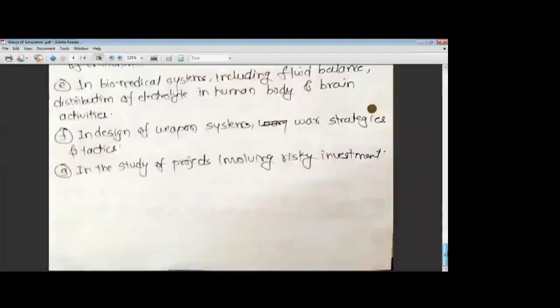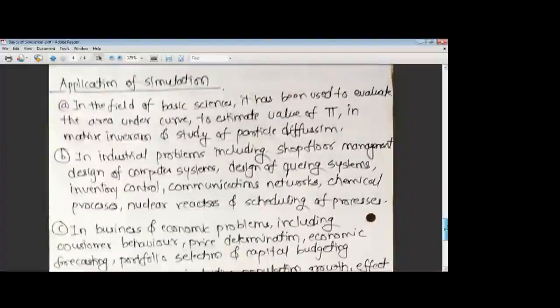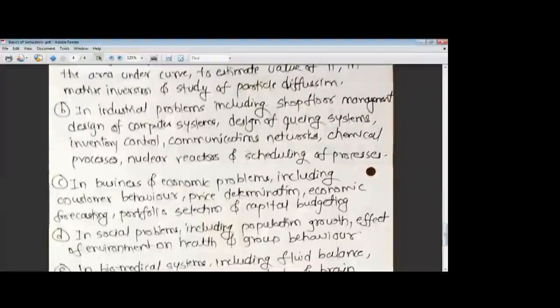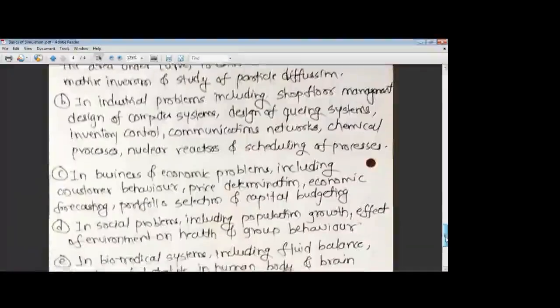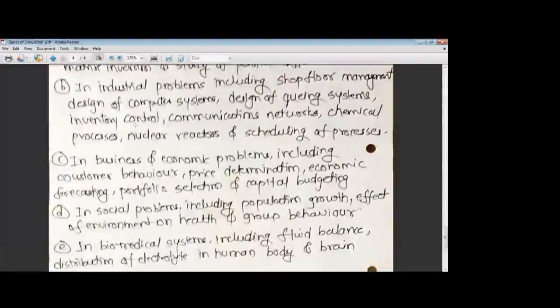If you see the applications of the simulation technique, the applications are very wide. I have given you some examples. In the field of basic sciences, it has been used for finding the area under the curve. It has also been used to estimate the value of pi, right? In matrix inversion, and to study particle diffusion, the simulation technique has been used. In industrial problems, it has been used for shop floor management, design of computer systems, design of queuing systems, inventory control, and a lot of other problems. Even in nuclear reactors, simulation techniques have been used, right?